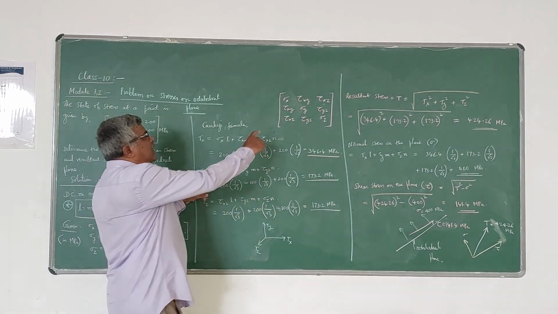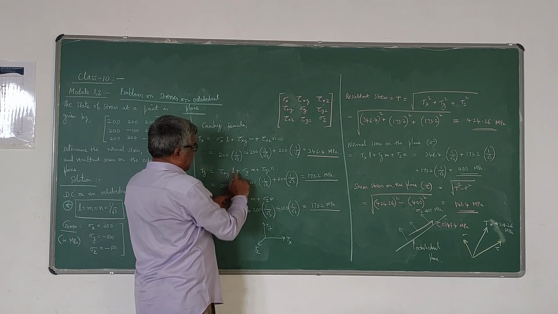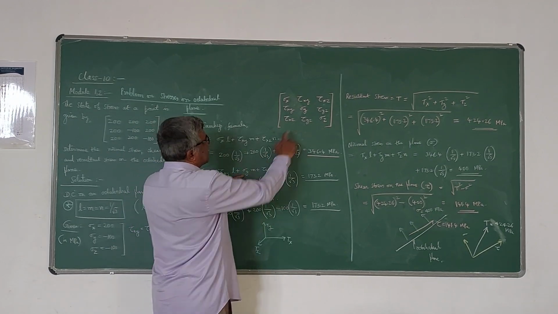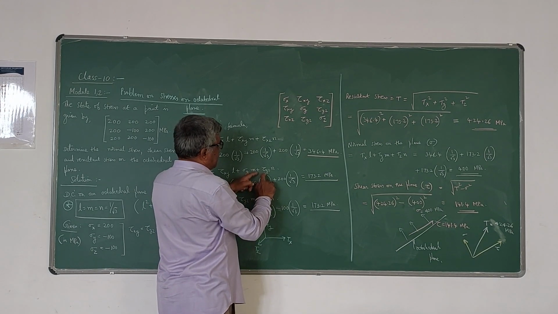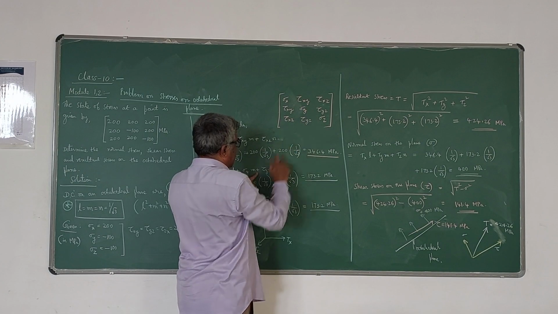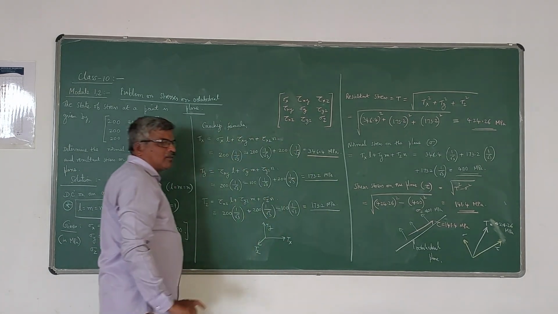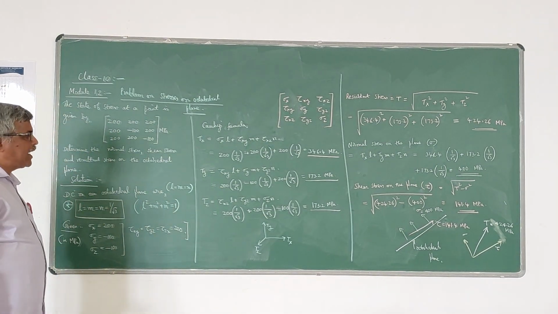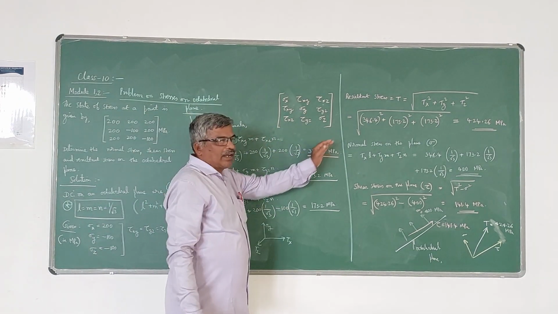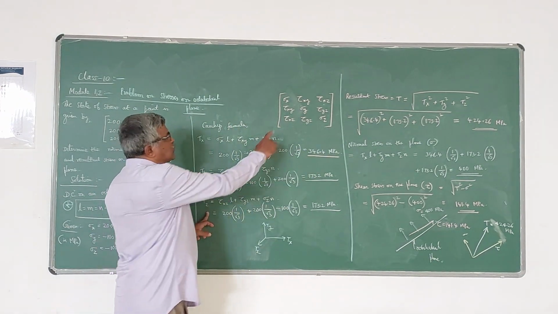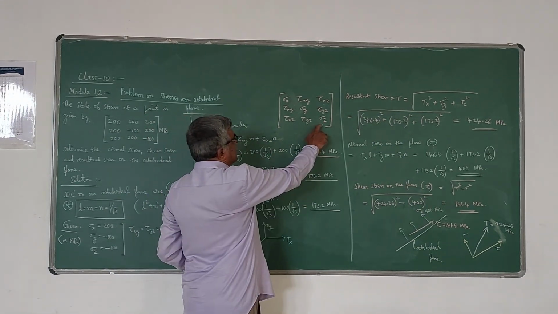That is the Tx value. Ty is given by the second row. Tau xy is 200 into l, which is 1 by root 3, plus sigma y into m, which is minus 100 into 1 by root 3, plus tau yz, once again 200, into n, which is 1 by root 3. If you simplify this, you get 173.2 MPa as the value of Ty. Similarly, by taking the third row, you can get the value of Tz. Tz is tau xz into l plus tau yz into m plus sigma z into n.